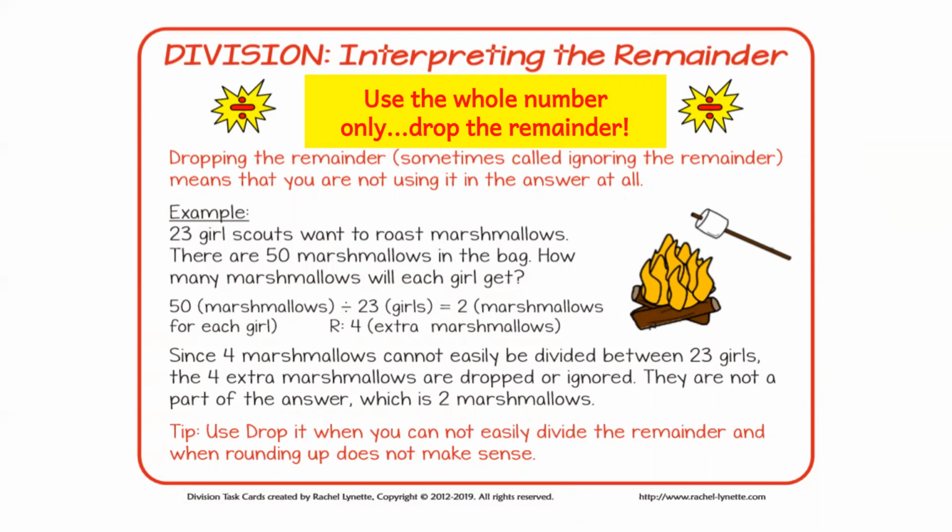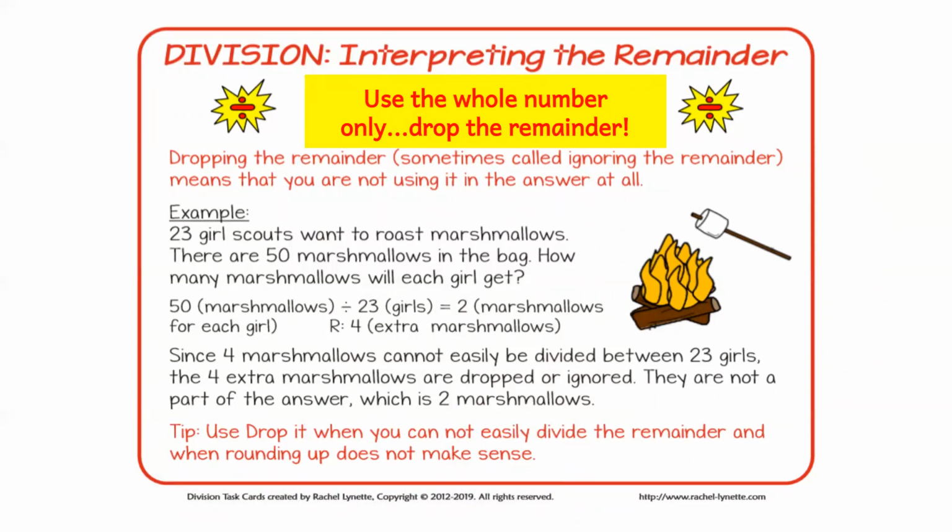You don't have to take any notes yet, just listen. 23 Girl Scouts want to roast marshmallows. There are 50 marshmallows in the bag. How many marshmallows will each girl get? So if I take 50 marshmallows and I split it up between 23 girls, my answer is 2 remainder 4. That means each girl gets 2 remainder 4 marshmallows.